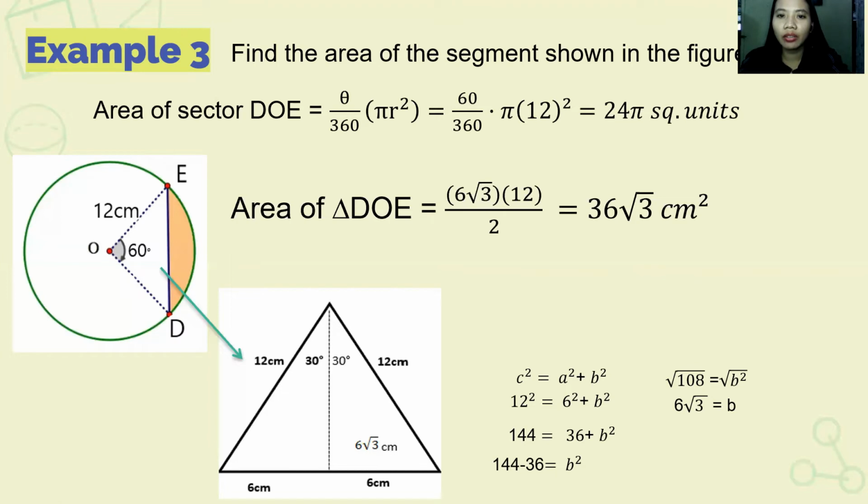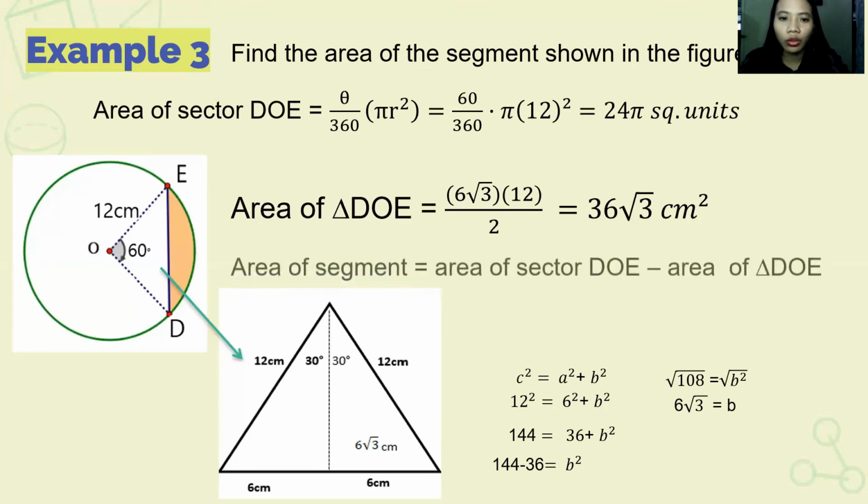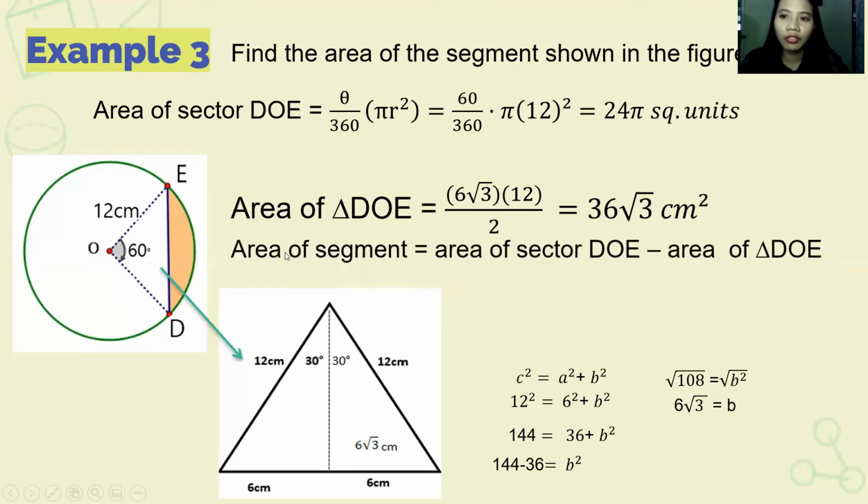Now let us find the area of our segment, since we already have the area of our sector and the area of our triangle. From the previous discussion, I already discussed that the area of the segment is the area of the sector minus the area of our triangle. So we input here the area of the sector, which is 24 pi, minus 36 square root of 3 centimeters squared. So 36 square root of 3 is the value of our area of our triangle.